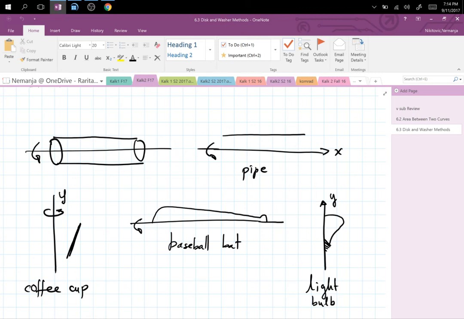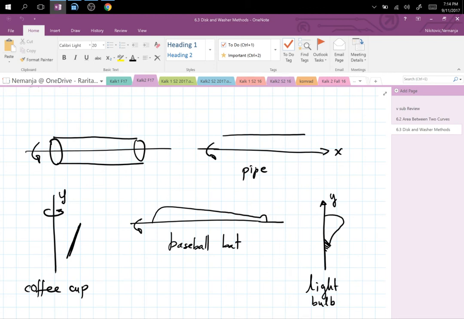Now, anytime we cut the object perpendicular to the axis of rotation, you get a circle, which means that the area of the base is given by a circle. Well, we know what the area of a circle is. And then you need to multiply by the height of the object.